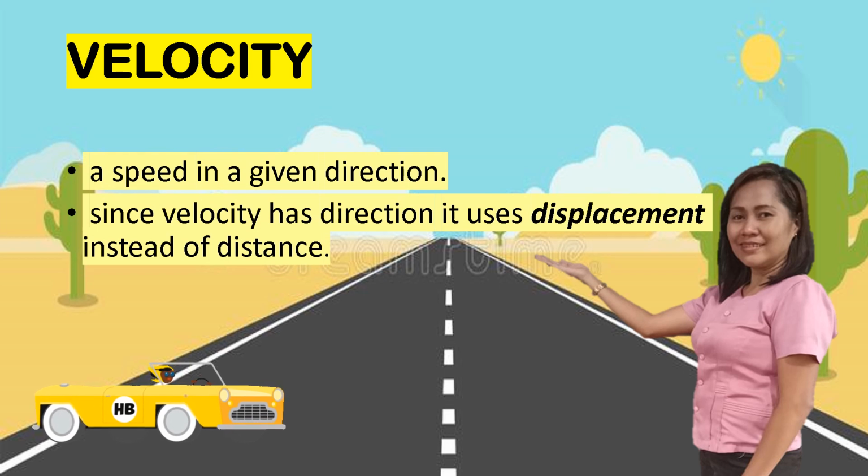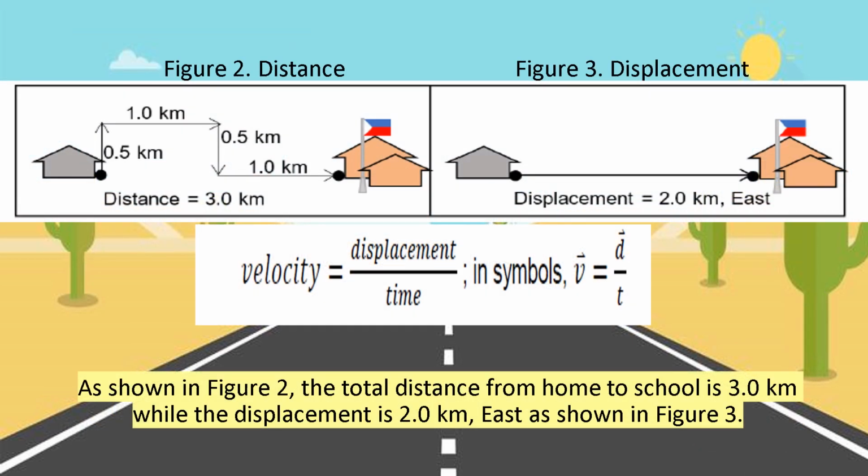Aside from identifying the rate of a moving body, we also take into consideration the direction of motion. With this, we use the term velocity. Velocity is a speed in a given direction. And since velocity has direction, it uses displacement instead of distance. As shown in figure 2, the total distance from home to school is 3.0 kilometers, while the displacement is 2.0 kilometers east, as shown in figure 3.